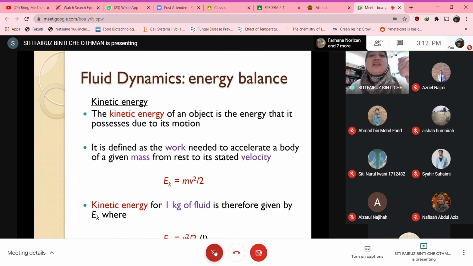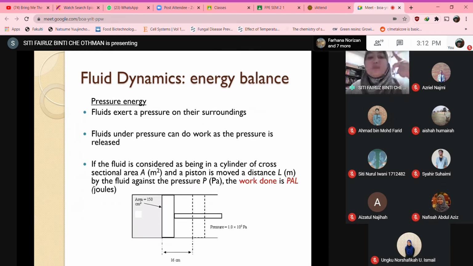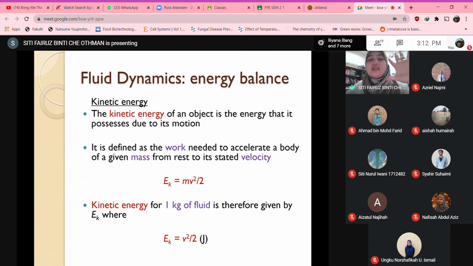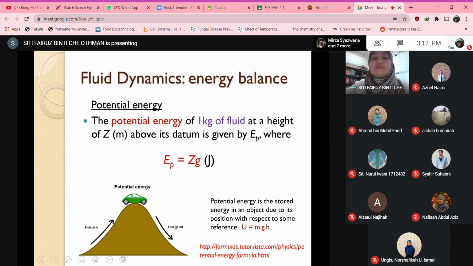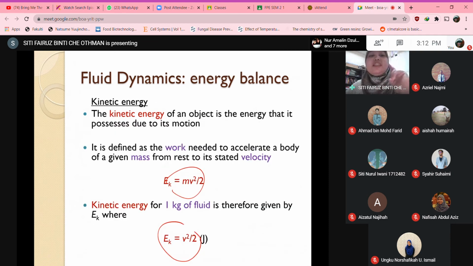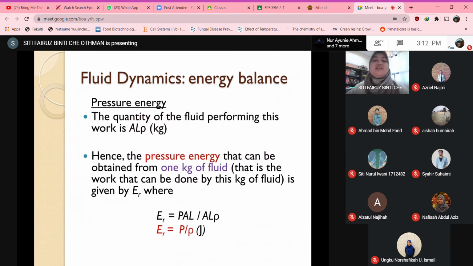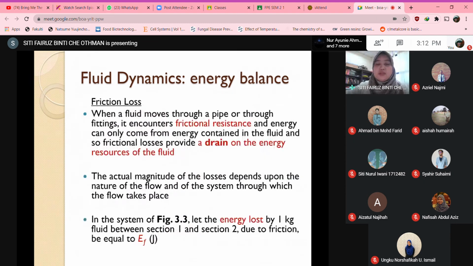What is potential energy, what is kinetic energy, what is pressure energy. Okay, later you can go back and have a look at it. You can read it, but by the end of the day you won't actually use this. This is the fundamental concept of potential energy, kinetic energy and also pressure energy.